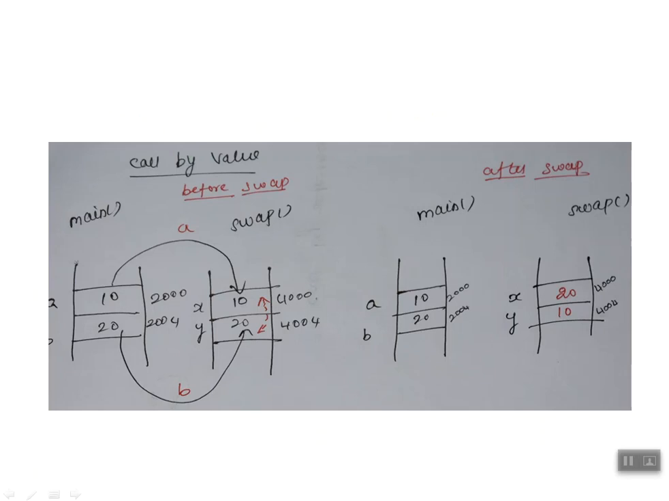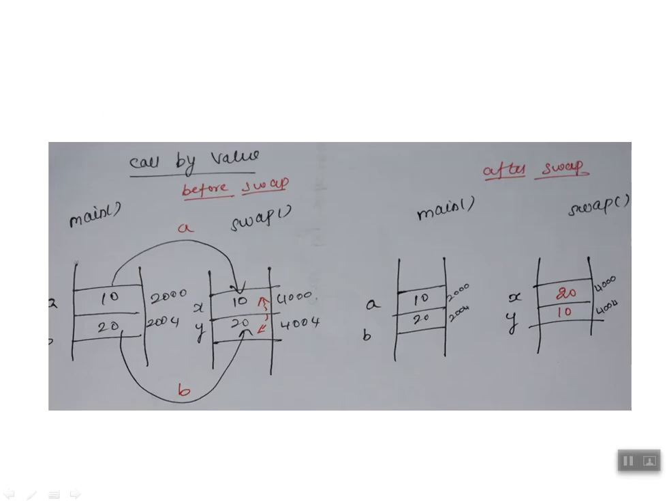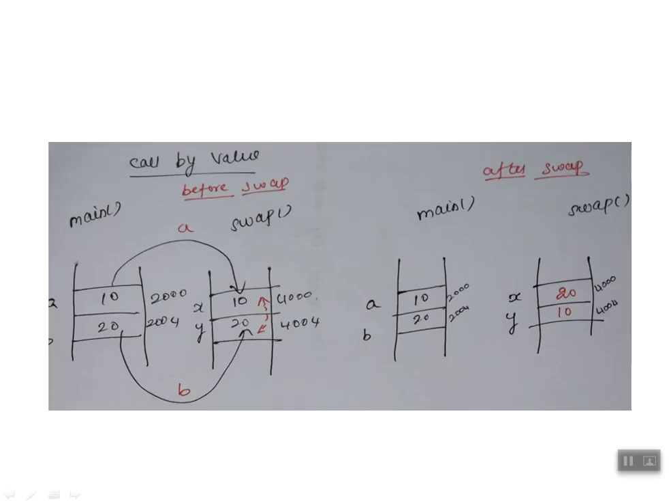I hope this screen is clear for you. See, in main we have a and b, in swap we have x and y. Just see step by step. Say for example the address of a and b is going to be 2000 and 2004, these are random addresses, and x and y are 4000 and 4004. You know that a and b will have a different memory address and x and y will have a different memory address, right? If my input is 10 and 20 for a and b, a will have 10, b will have 20, right?